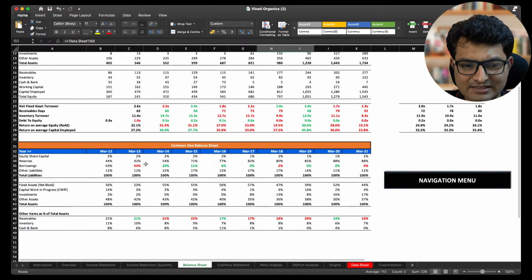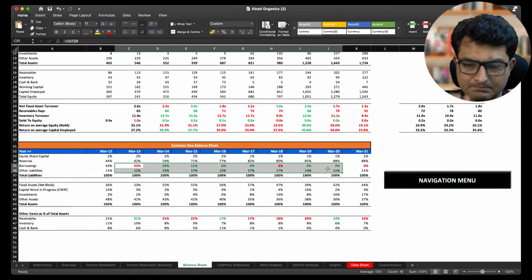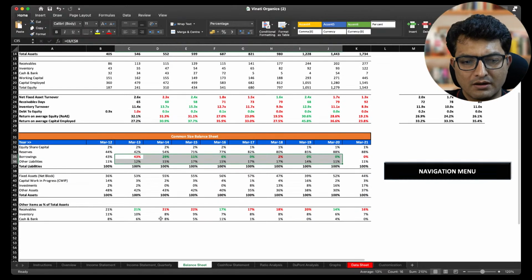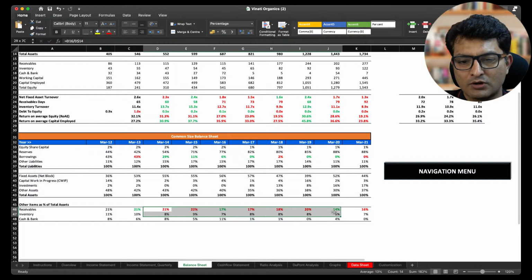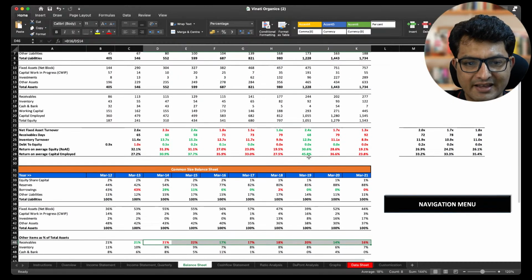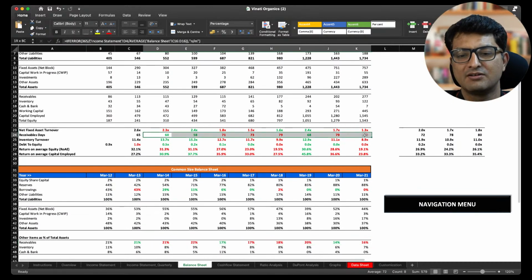Okay. Then see the borrowing again. I've done green, red so that you can understand the trend of borrowing. Receivable as a percentage of total asset. Again, receivable days gives you an idea of competitive advantage.